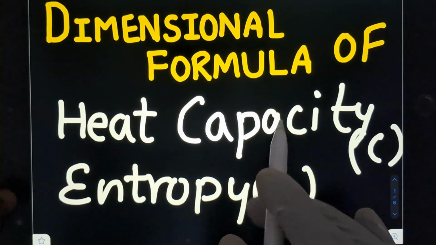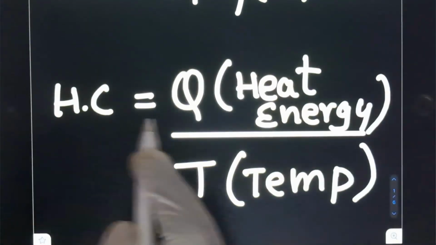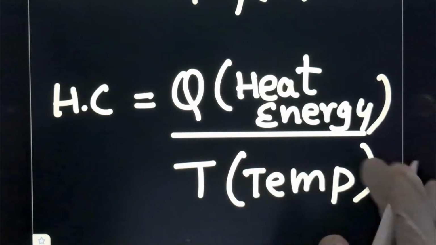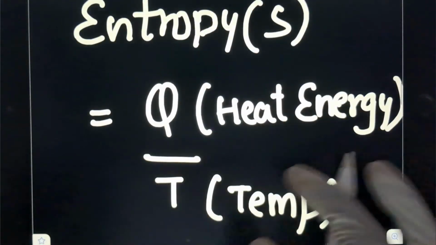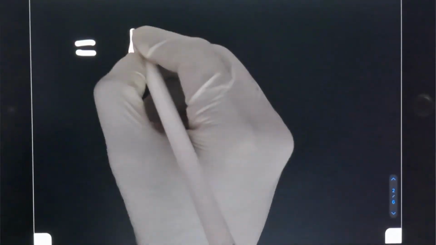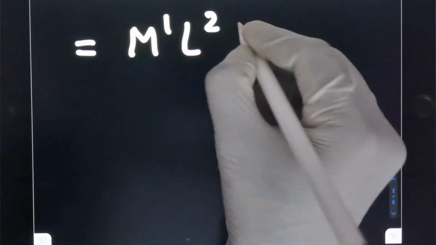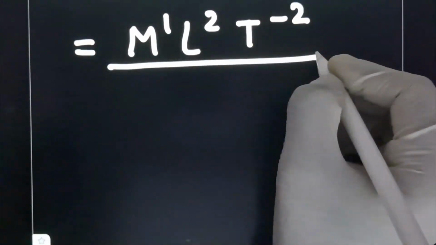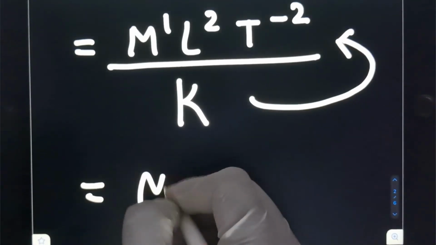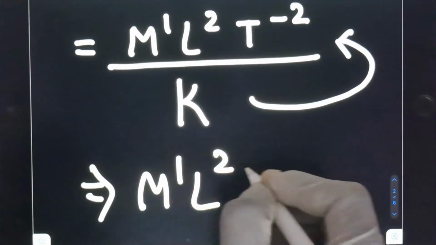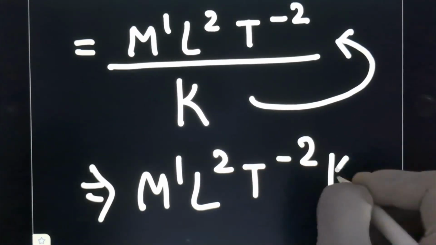To find the dimensional formula of heat capacity C and entropy S. Heat capacity is equal to heat energy by temperature, Q by T. Entropy is also equal to heat energy by temperature, Q by T. Here we should know the dimensional formula of heat energy, and it is M^1 L^2 T^-2, divided by temperature, which is denoted by K. Here, if the K is inversed, M^1 L^2 T^-2 K^-1.